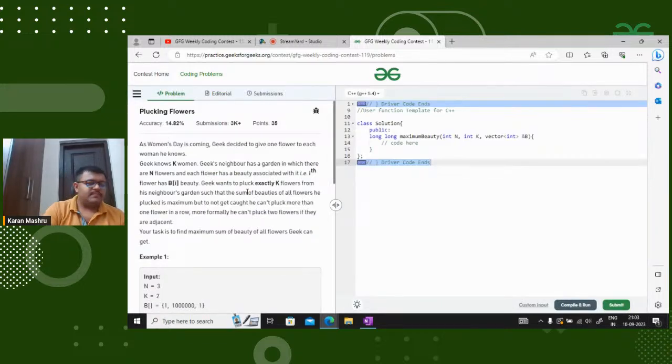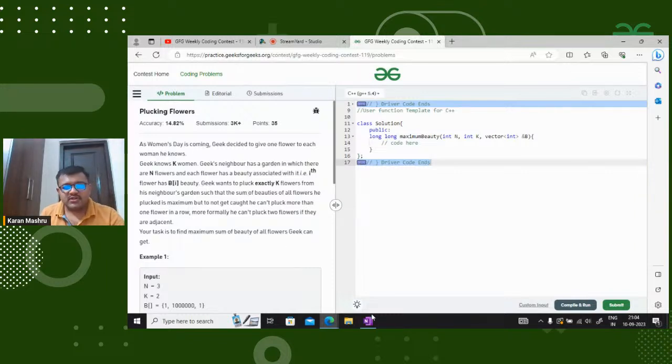Okay, so now let's move on to the second question. Plucking flowers. So what does this question say? As Women's Day is coming, Geek decided to give one flower to each woman he knows. Geek knows k women. Geek's neighbor has a garden in which there are n flowers and each flower has a beauty associated with it, that is, each flower has a beauty b i. Geek wants to pluck exactly k flowers from his neighbor's garden such that the sum of the beauty of all the flowers he plucked is maximum.